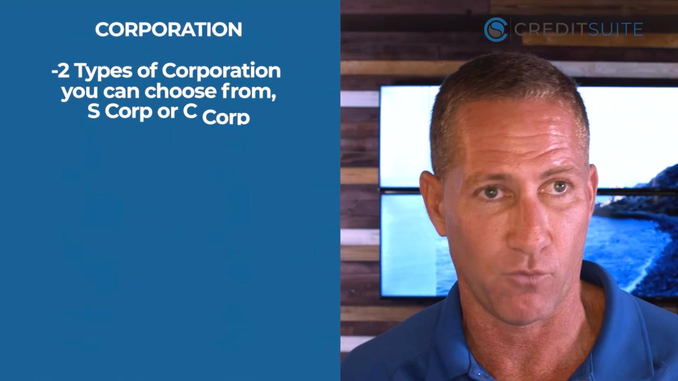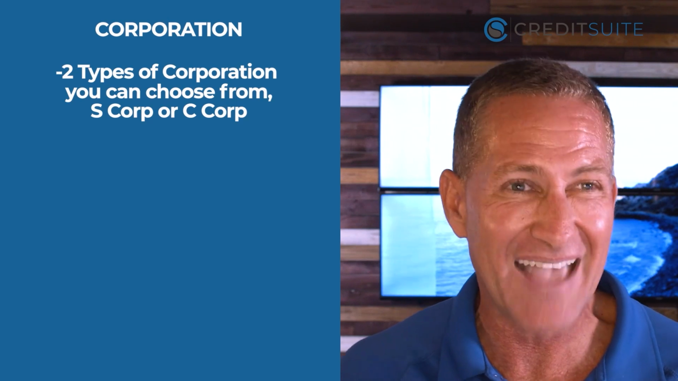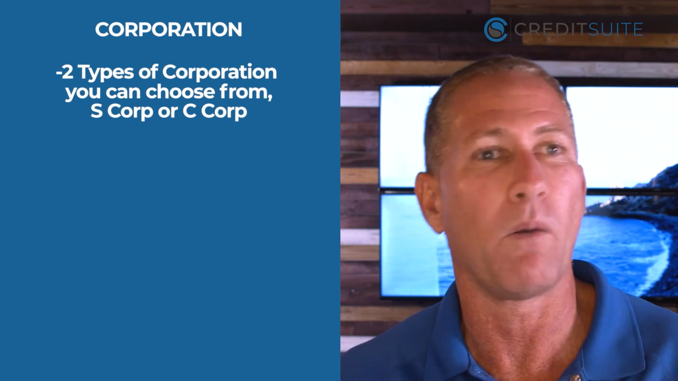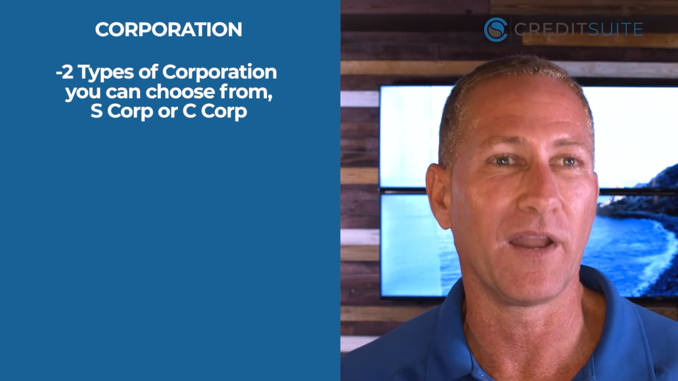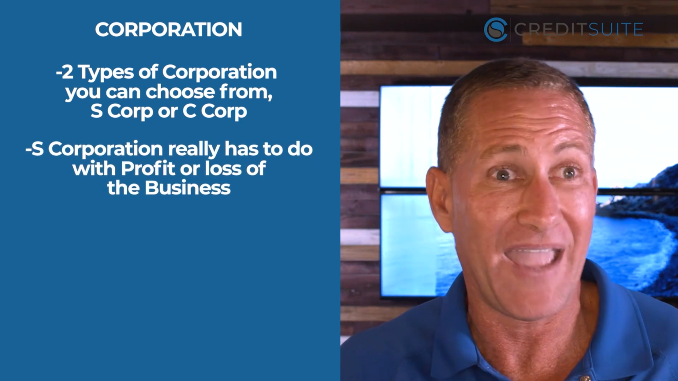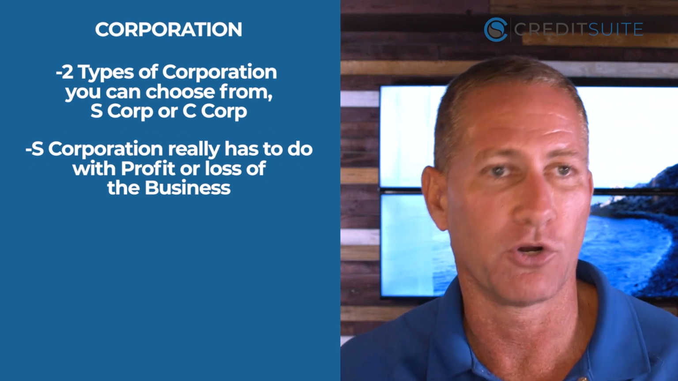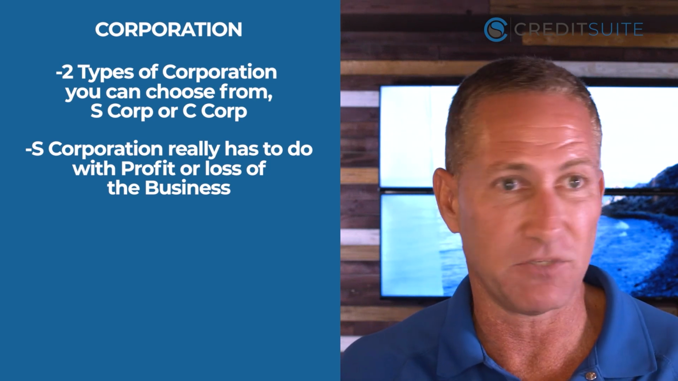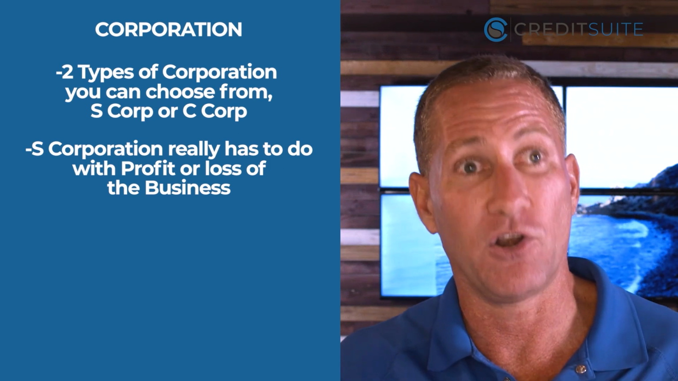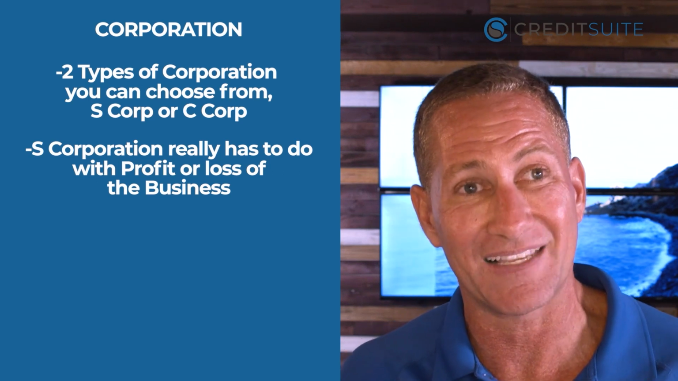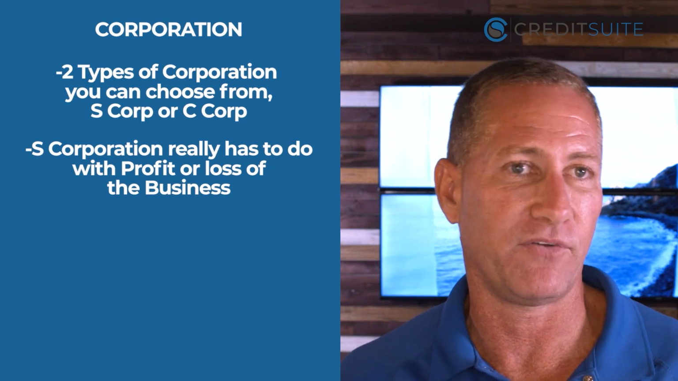Now, there's two types of corporations you can really choose from. There's an S Corp or a C Corp. Well, there's others as well, but we'll talk about the main types that you really want to look at. So an S corporation really has to do with the profit or loss of the business carrying over to your personal taxes. So that means if the business makes a profit, well, that profit carries over to your personal taxes, and you will pay taxes on the personal level for the profit of that business.